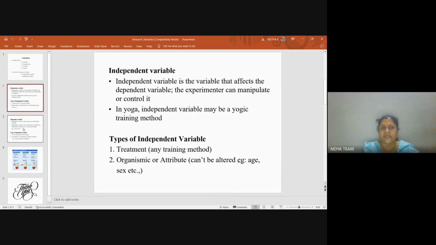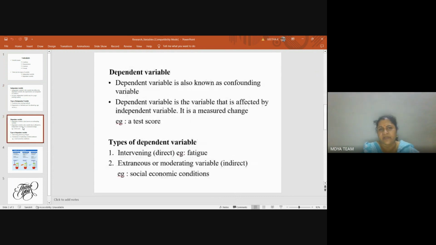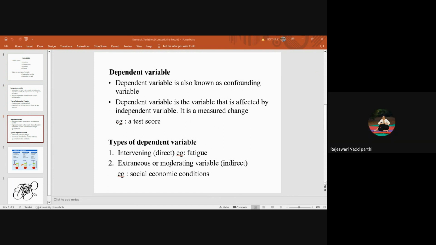I think you all can give some example for dependent and independent variable, other than yoga, so that I can understand whether I am on the right track in explaining to you. Ma'am, I have a previous example written. I just want to clarify whether this works.